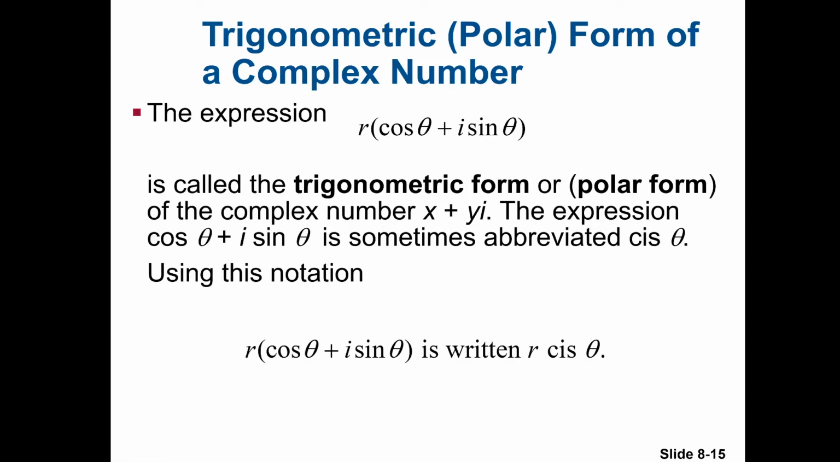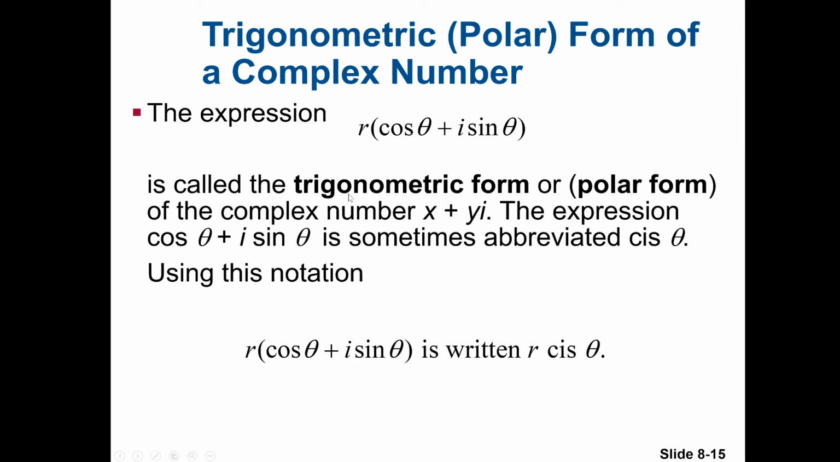So the trigonometric polar form of a complex number can be written as r times the quantity of cosine of theta plus i sine theta. You may notice that r cosine of theta is considered the horizontal component, and r sine theta is the vertical component. Keep in mind that the vertical component is always the imaginary part.